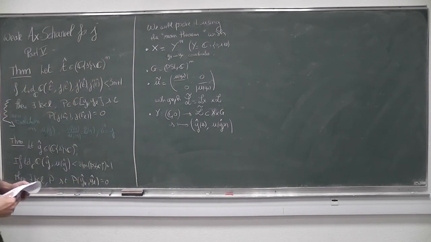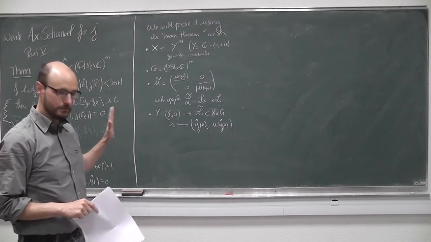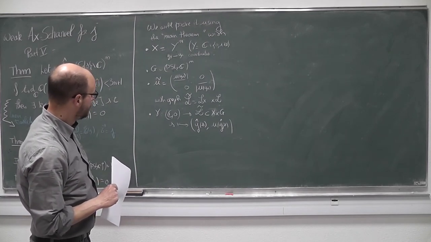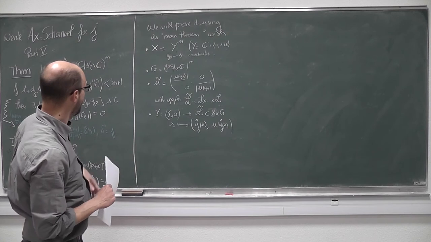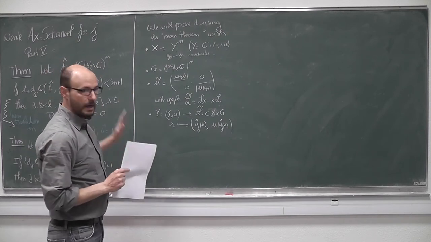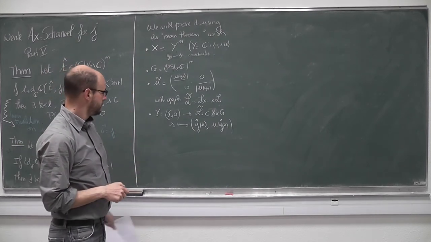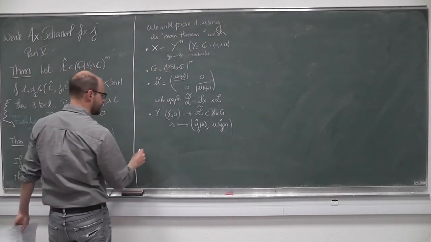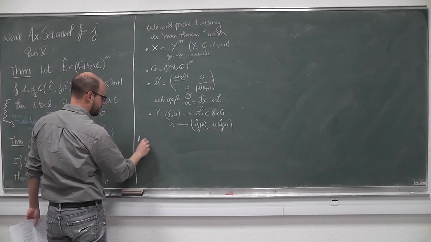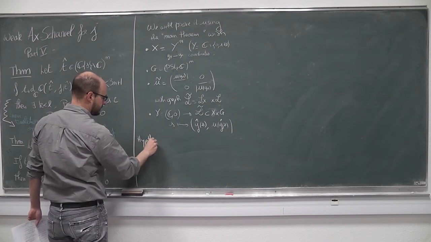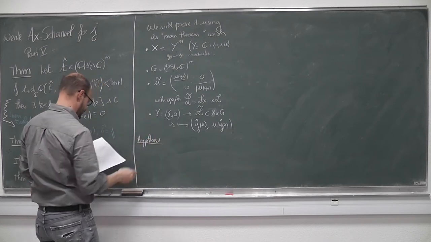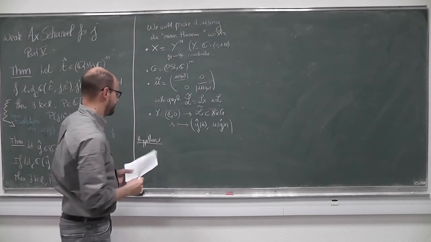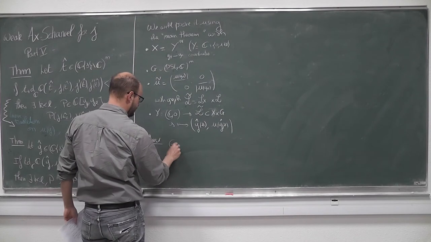Okay, so I am in the context of the theorem I told you in part 4. And we have some hypotheses to verify in order to apply our theorem. So hypothesis one, it's about the Galois group of this leaf. We have to compute it.